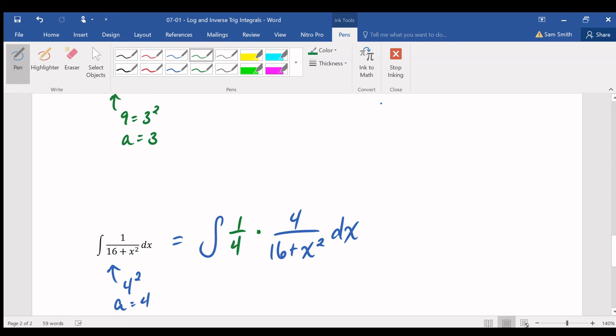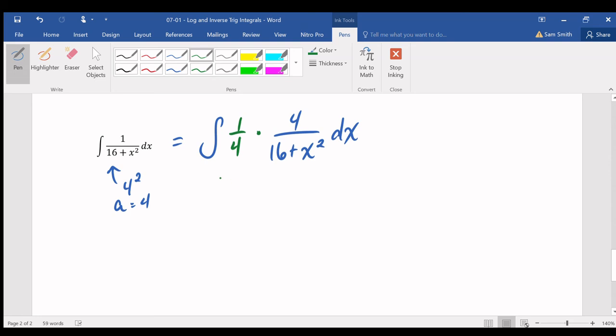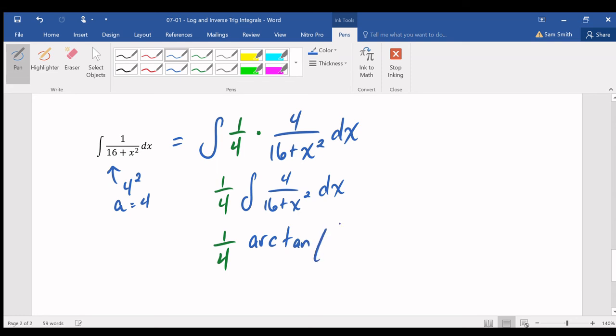Now, constant multiple rule says that you can essentially ignore the 1/4 and take the derivative of just this 4 over 16 plus x squared. And this matches our arctan format exactly. So this will be arctan of x over a equals 4. And once again, don't forget, plus any constant.